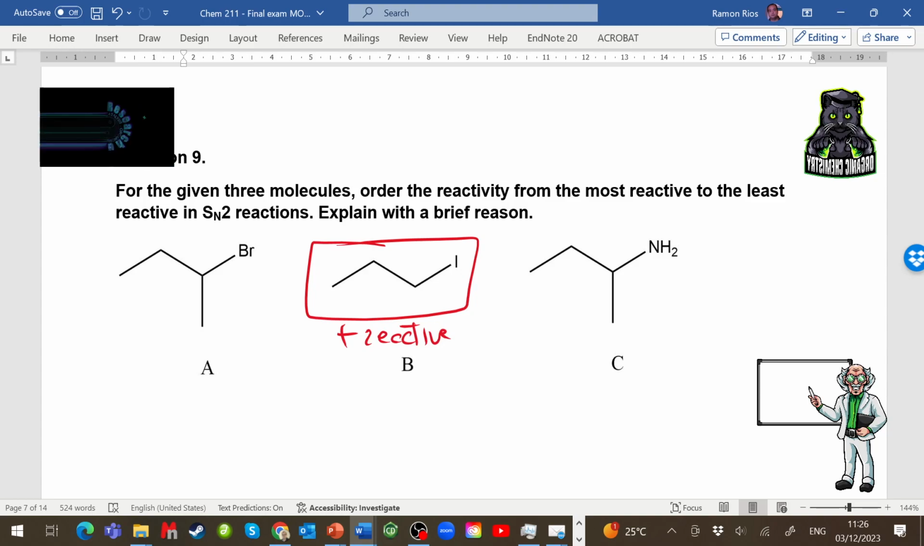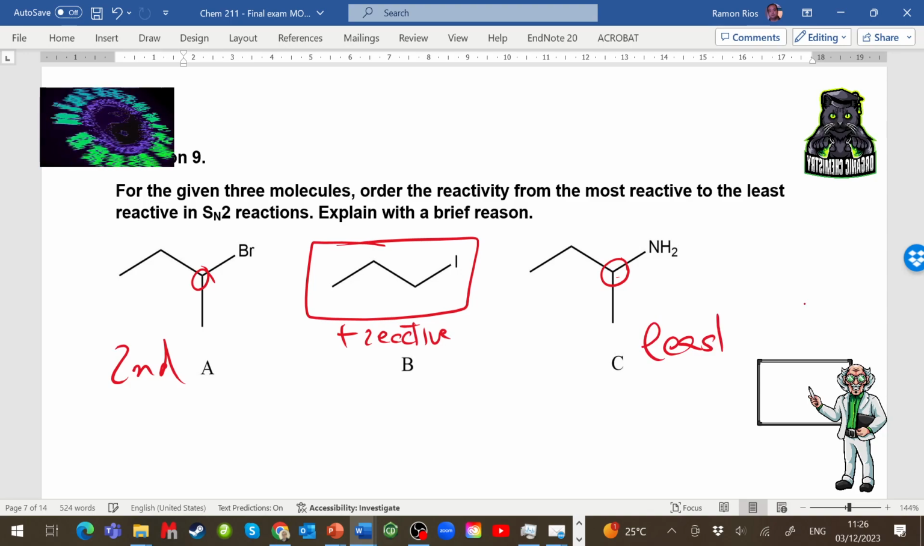Okay, then the other 2 compounds have a secondary carbon here. Okay, this was a primary. And as a leaving group, we have a bromine and we have ammonia. Which is the better leaving group? Bromine, because it's a halogen. That means that this will be the second, and this will be the last. Okay?